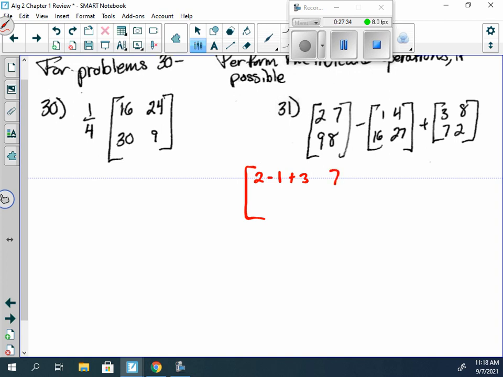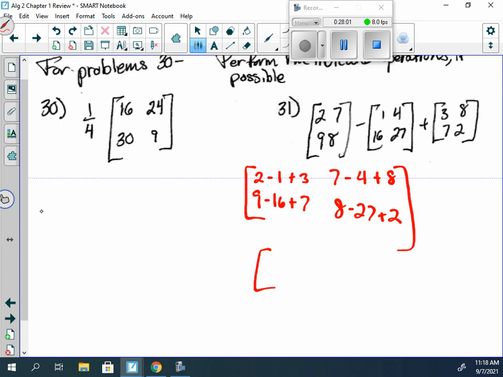So I can do 2 minus 1 plus 3. And then we'll have 7 minus 4 plus 8. Then we'll have 9 minus 16 plus 7, and 8 minus 27 plus 2. Now, we could do the first two if you find it more helpful to subtract the first two and then add the third one in. Do it that way. Do it in 2 steps.